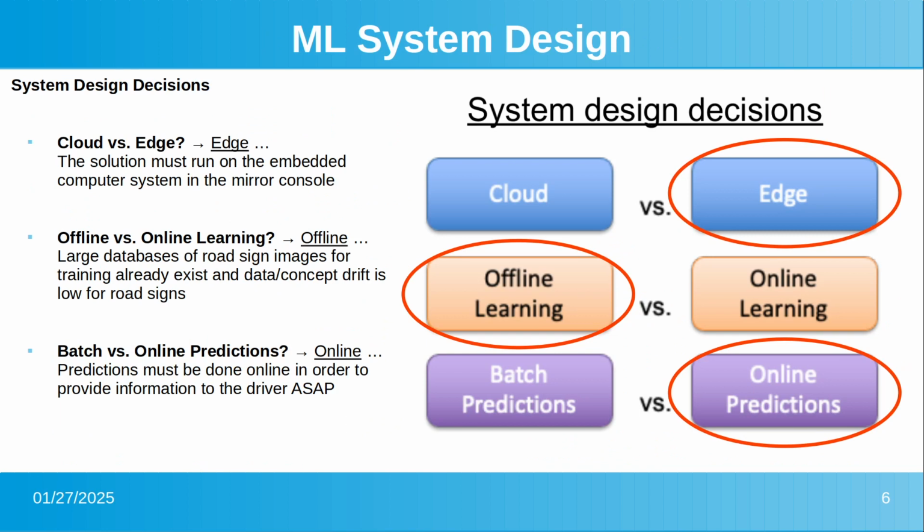The system design, what does it look like? Is it cloud or edge? Definitely edge because it's embedded in the vehicle. Is it online or offline learning? It's offline. We're going to use a database of road signs and then only do a classification, object location sort of problem while in production. And so we don't have online data that we update training with. Batch versus online predictions. The predictions will definitely be online. We need to provide the information to the driver as soon as possible.